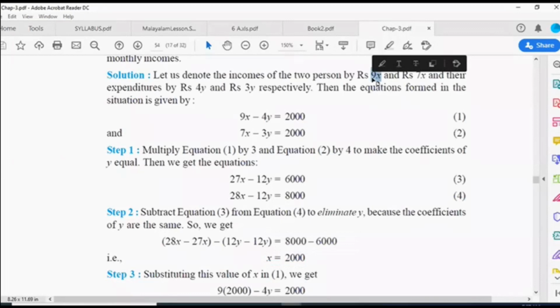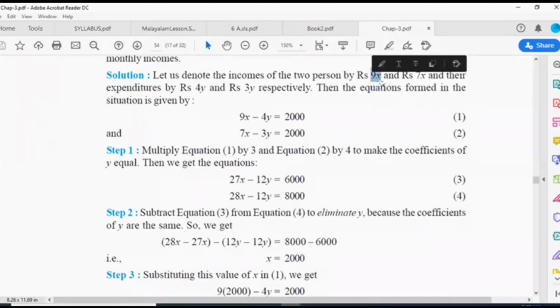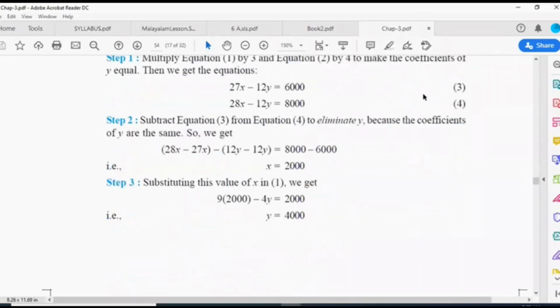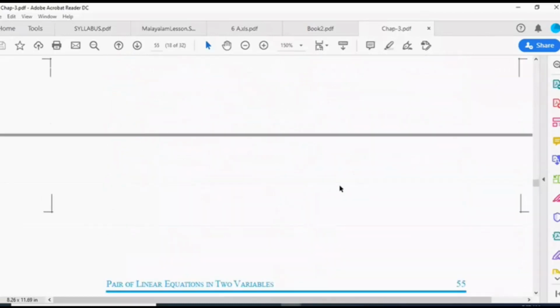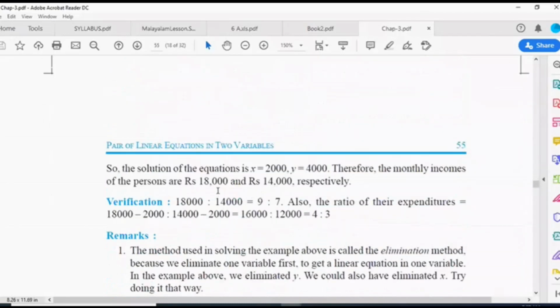9x is the income of the first person. So now 9 times 2000 will be 18,000. 18,000 will be the income of the first person, and 7x, 7 into 2000 will be the income of the second person. So we got that, and we can get the answers like so. So 18,000 and 14,000 are the incomes of these two persons.